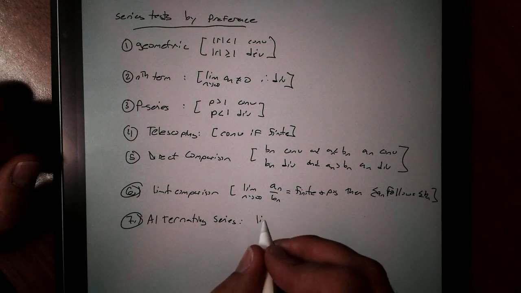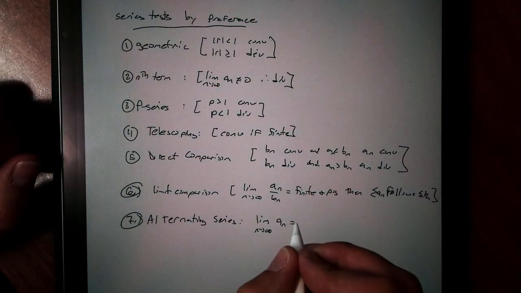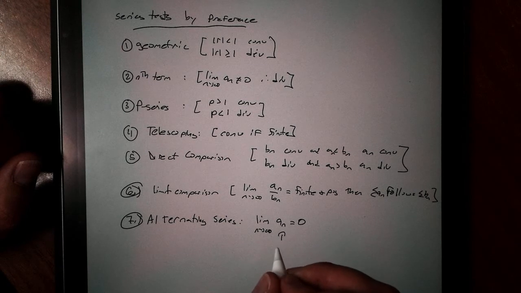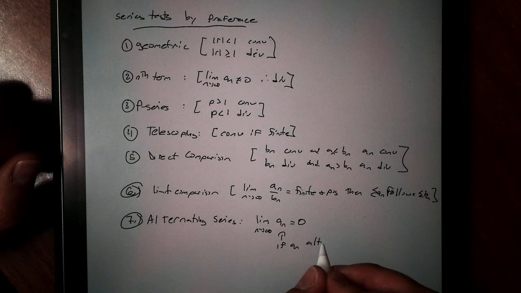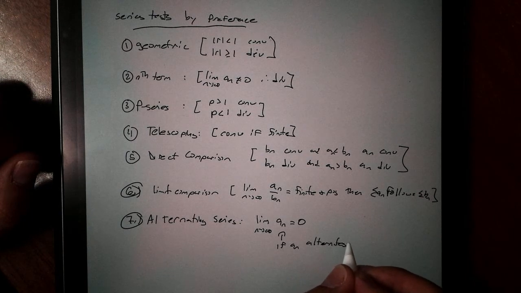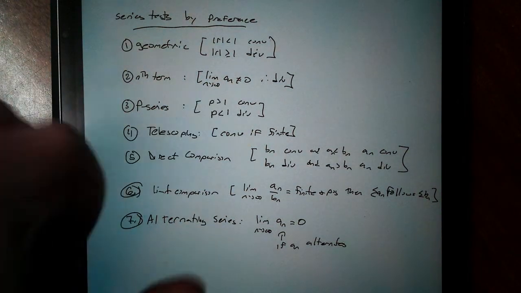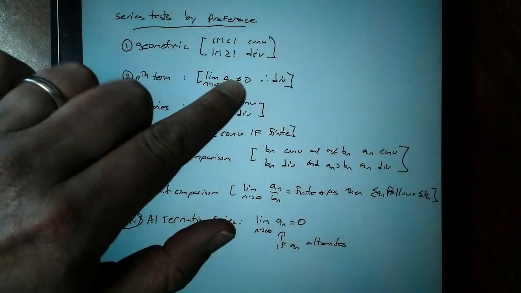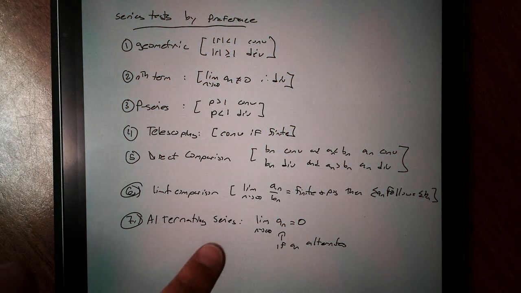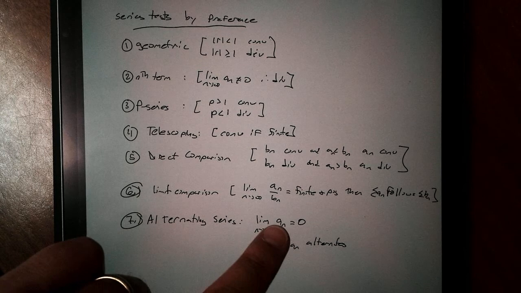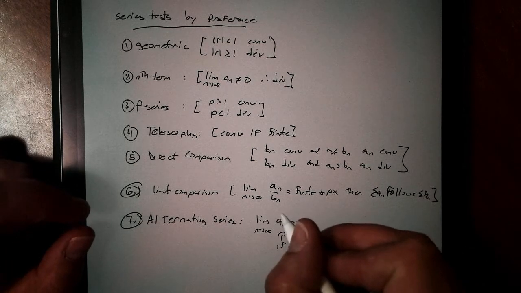If we take the limit as n goes to infinity of a sub n and it equals 0, remember, only if a sub n alternates. It's a little bit different than the p-series and the nth term test. The nth term is not alternating, and the nth term says a sub n has to be positive, otherwise it diverges. But if the limit of a sub n equals 0 and a sub n alternates, then this converges.